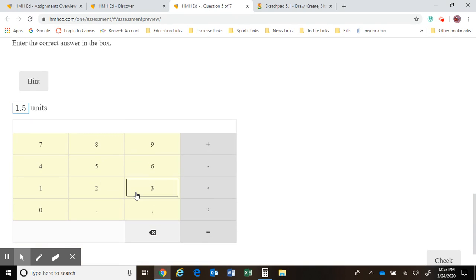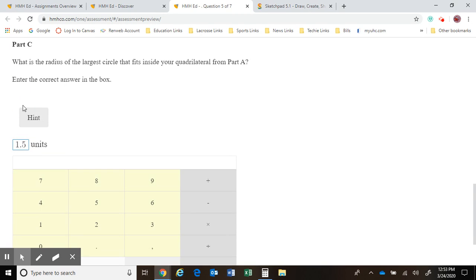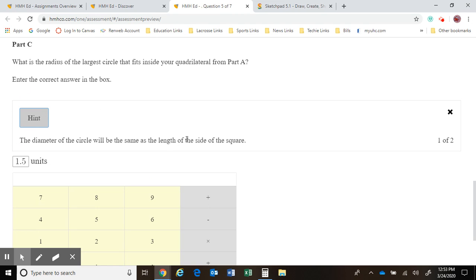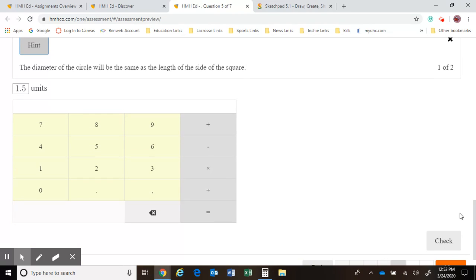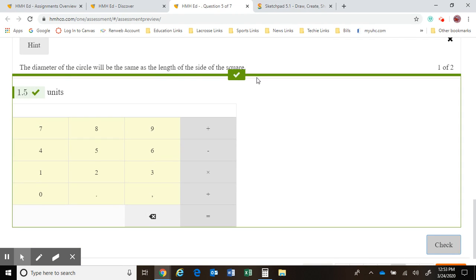Of course, you could type in with the numbers here or just type in 1.5. And if you need to look at the hint, the circle will be the same length as the side. If that helps. Check it. We got the green check. We're ready to move on.